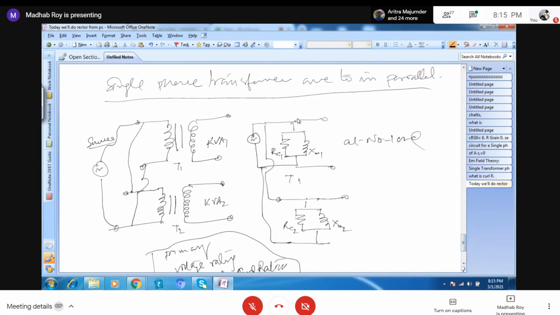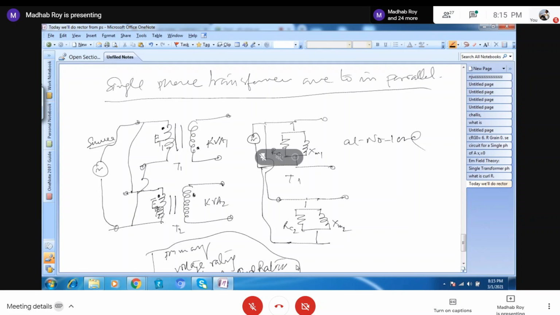And what is another thing you should do? Already I have told that in induced EMF there will be some polarity. Suppose in the primary, induced EMF polarity E1 is here. And the secondary induced EMF polarity is like this. Not E2, you can say T1 and T2. Now I don't know which terminal it is. So here the polarity is like this. Okay, it is the secondary polarity, but here the polarity is like this.